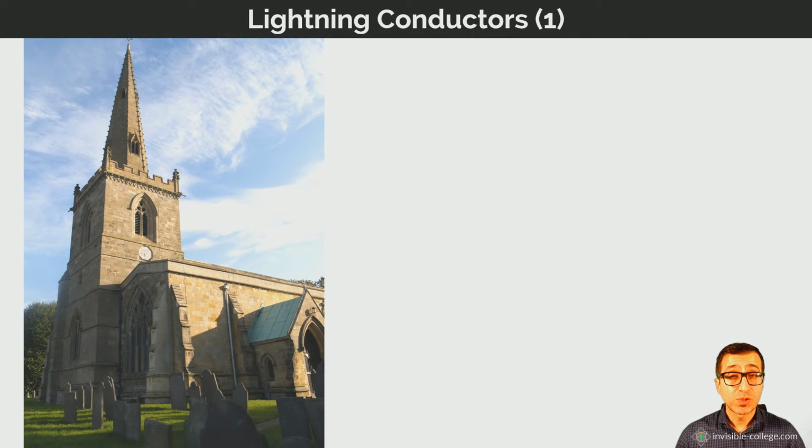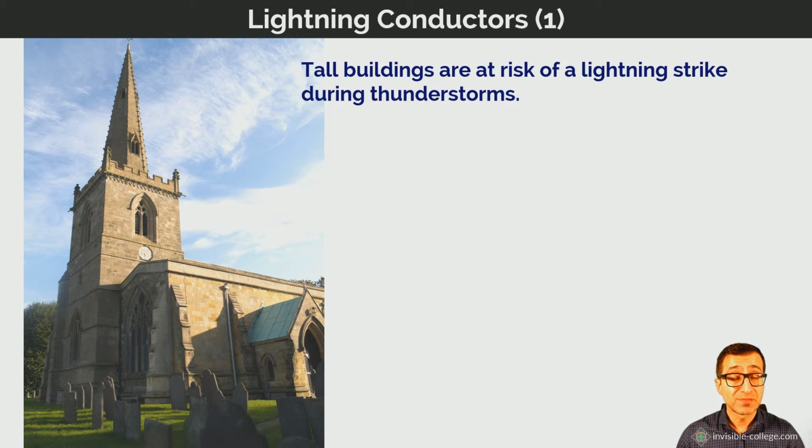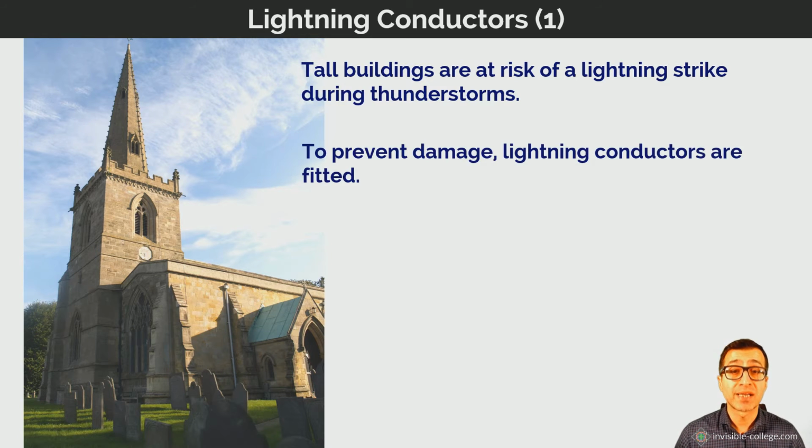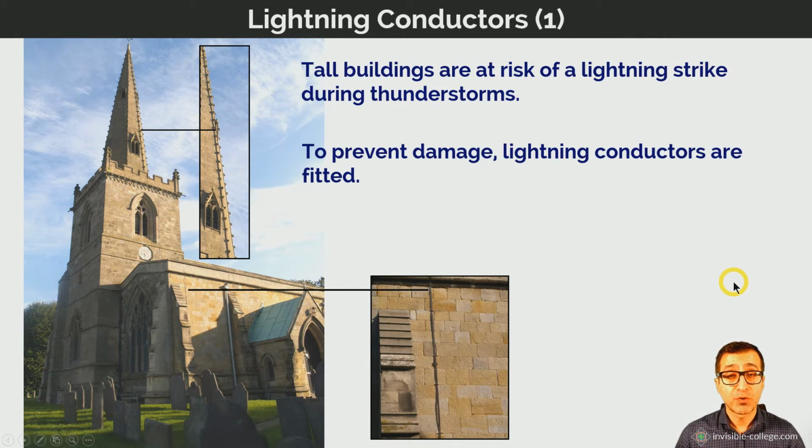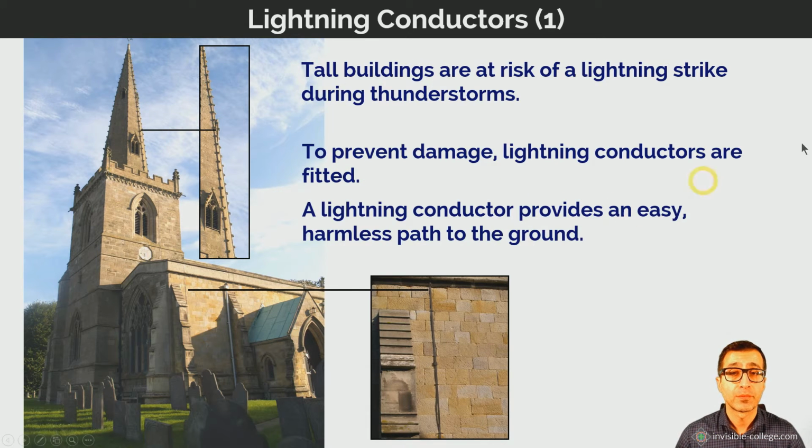Now, tall buildings and tall structures are particularly at risk of lightning strikes during thunderstorms, and the reason for this is because the tips of these structures are closer than the surrounding landscape to the undersides of clouds which have built up that enormous static charge, which eventually will discharge as a lightning bolt. So to prevent damage, we install lightning conductors on the sides of these buildings. You can see here in this zoomed in image the lightning conductor which has been attached to the side of this building. So a lightning conductor provides an easy, harmless path for that electricity to flow directly to the ground rather than damaging the structure of the building.